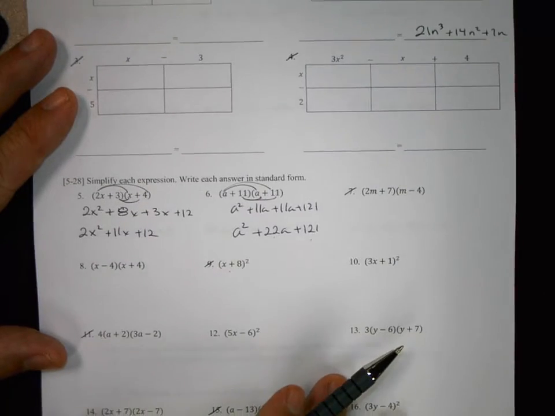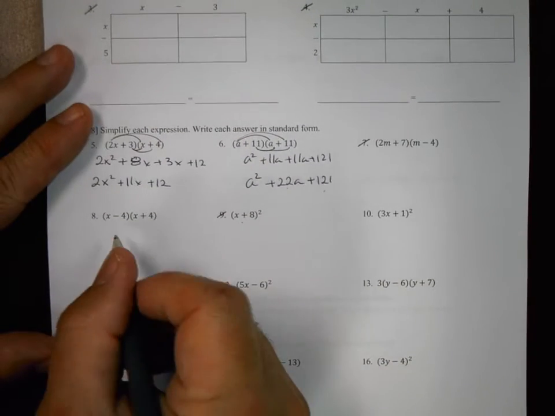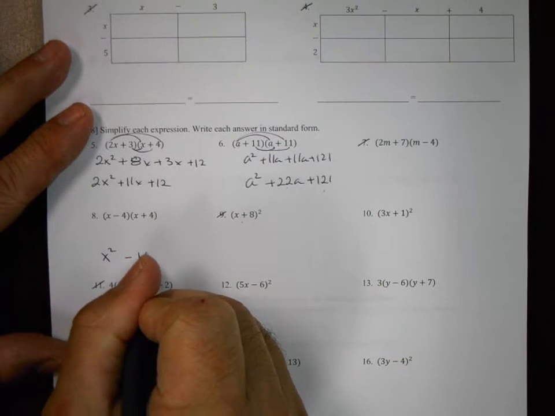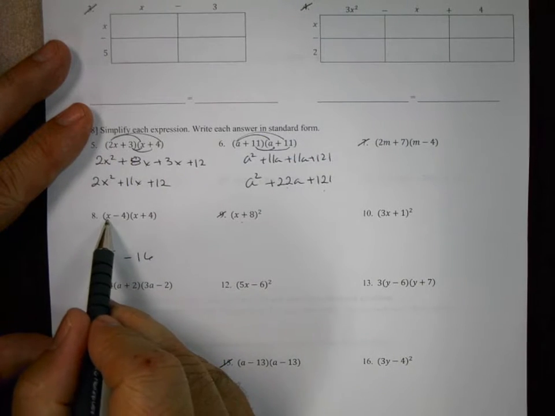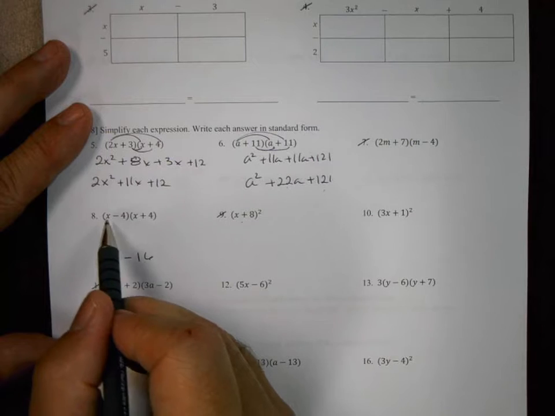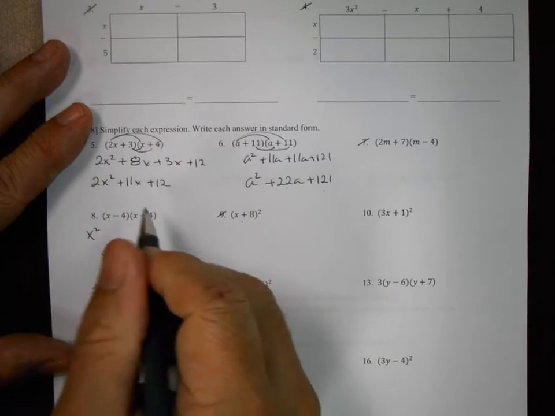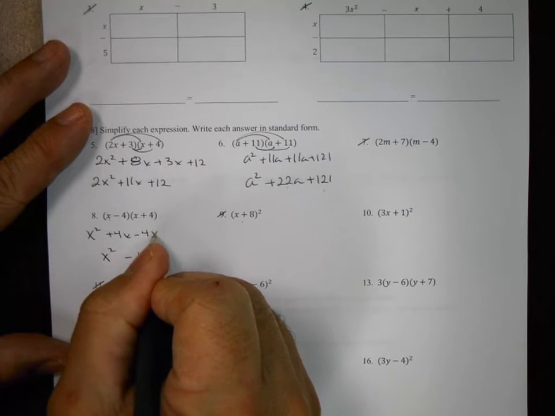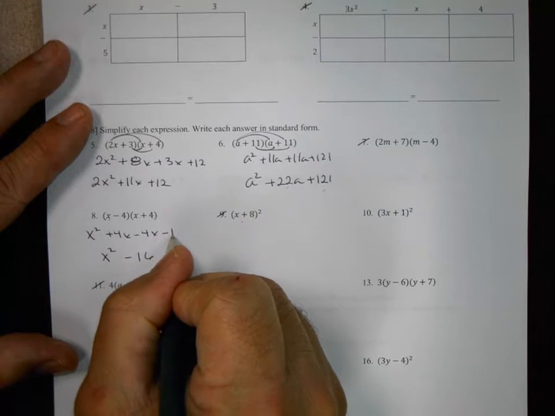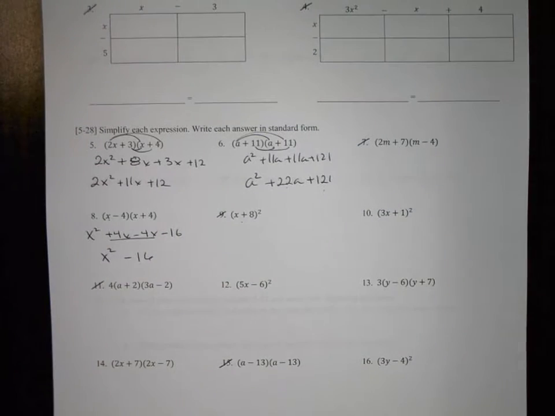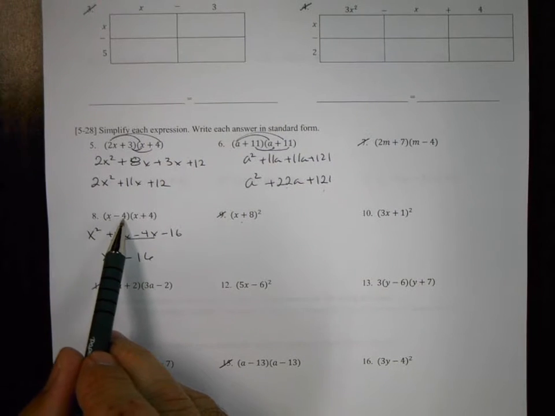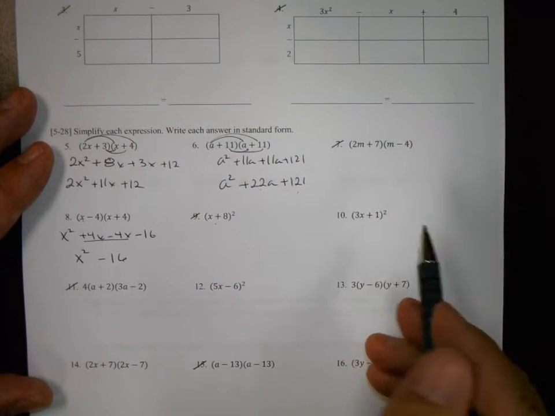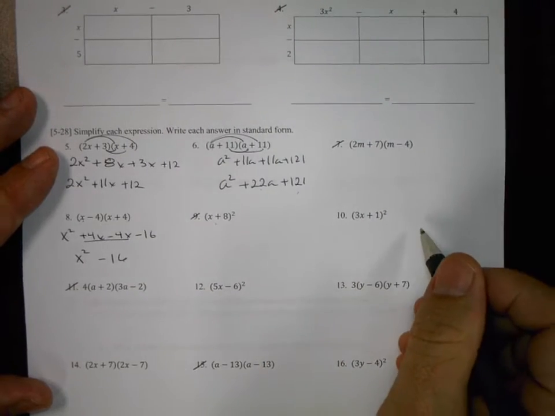Okay, moving down, just like number 8, I know the answer is going to be x times x is x squared, negative 4 times 4 is negative 16. How do I know that? Because when you have what we call the difference of two squares, the middle terms always cancel out. X times x gives us x squared. X times 4 is 4x. Negative 4 times x is negative 4x. And negative 4 times 4 is negative 16. And again, you can see those middle terms cancel out because of the pattern: x minus 4 times x plus 4.